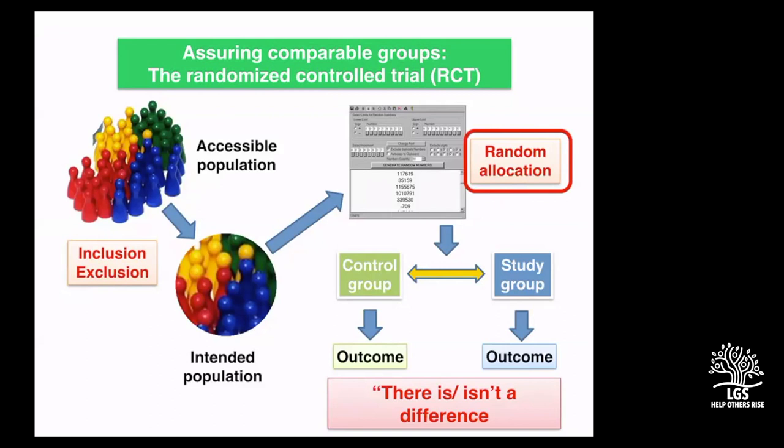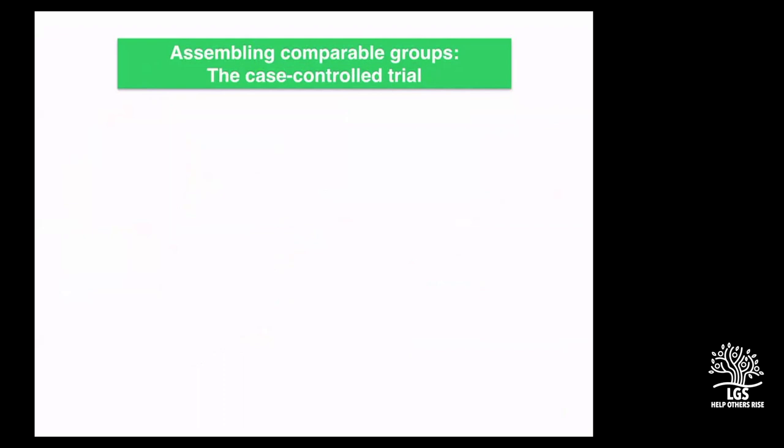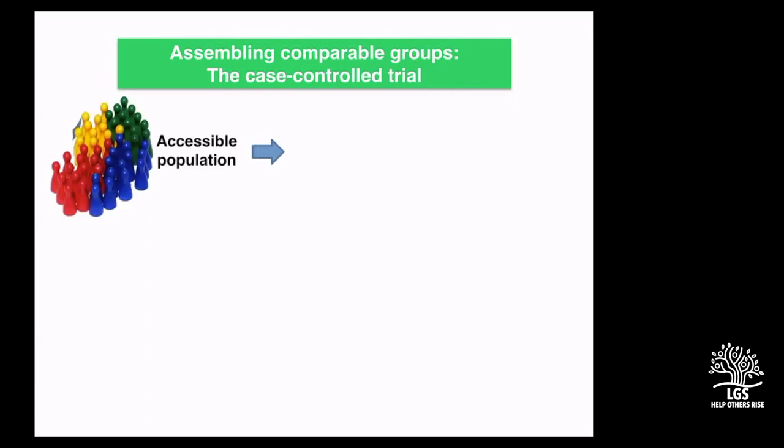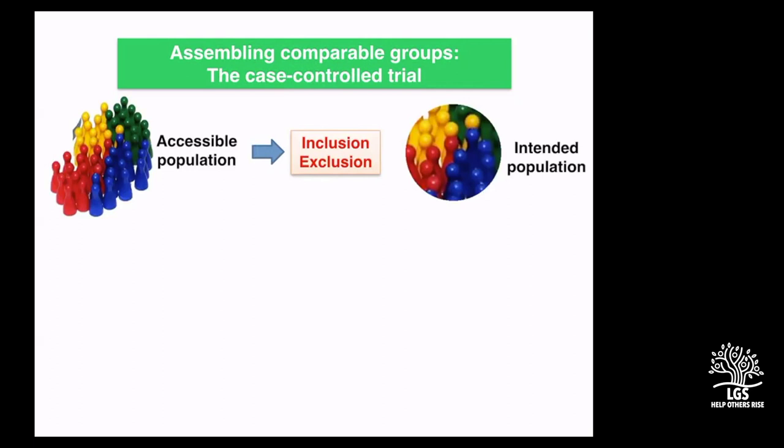Now, there are many situations where you may not be able to do an RCT. One, the disease could be rare, or it could be that the time frame that you're talking about could be large. So in which case, if you can't do an RCT, the alternate option for you is what's called a case-controlled trial. And a case-controlled trial again starts with a population, an accessible population. And from this population, once again, you put in your inclusion and exclusion criteria, you get an intended population, you take the intended population as the study group, and you judge the outcome.